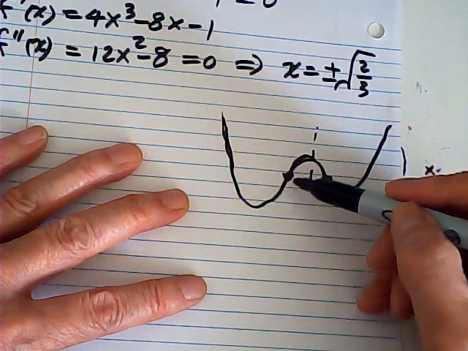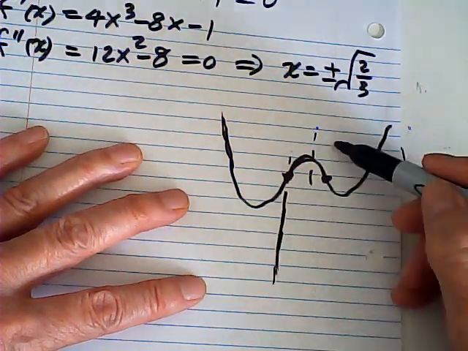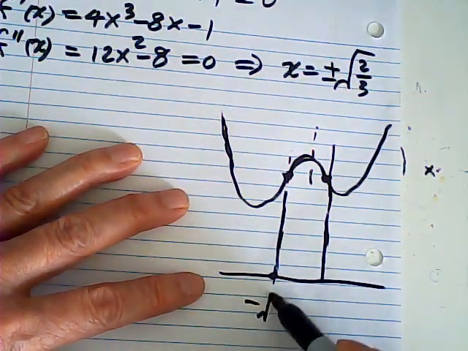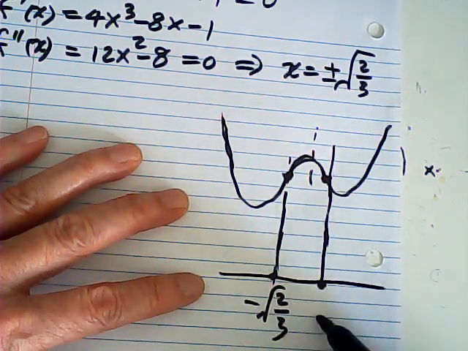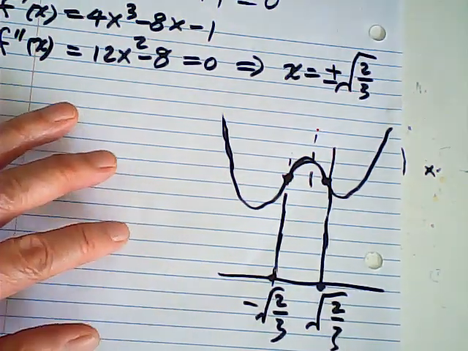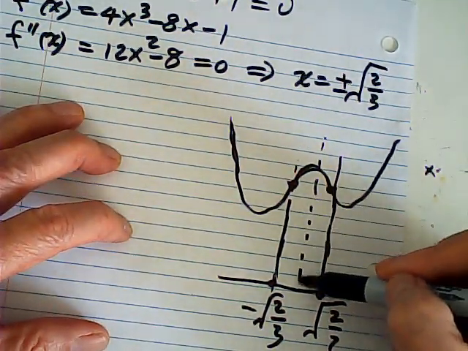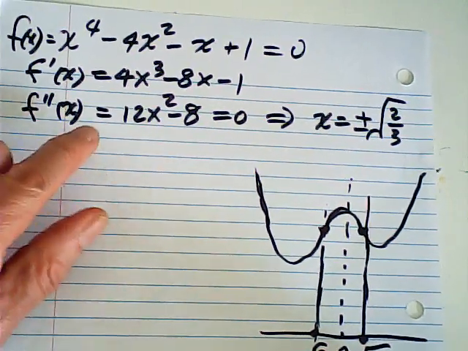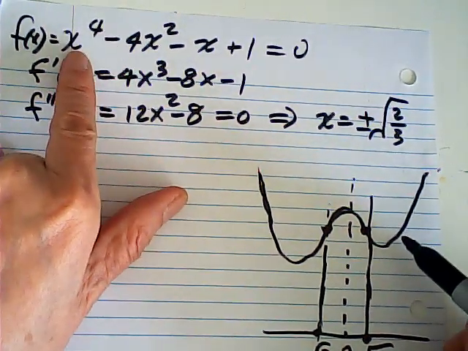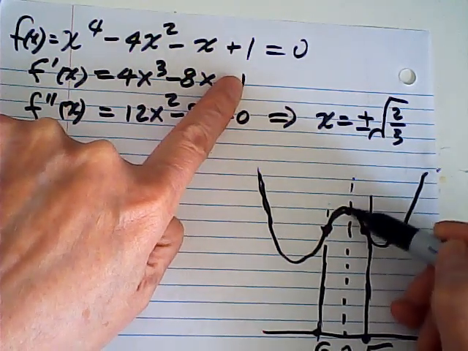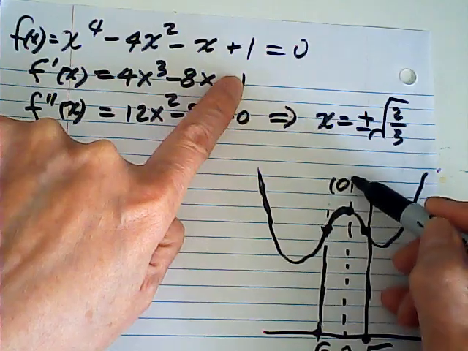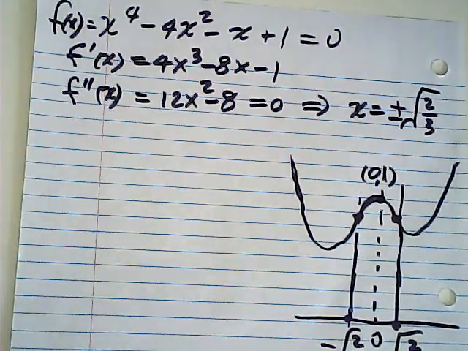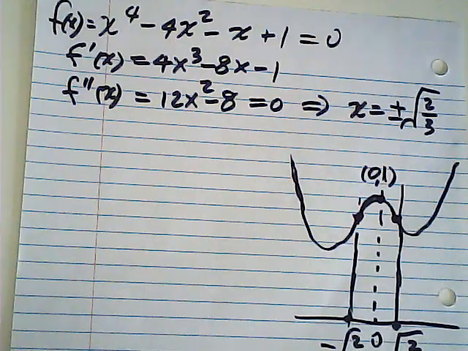Let me sketch it this way, because a picture is worth 1,000 words, right? This point is negative, this point is square root of 2 over 3, and at 0, the function value is 1, right? So this is 1, 0, 1. Now, why do we do this? Let me explain it.